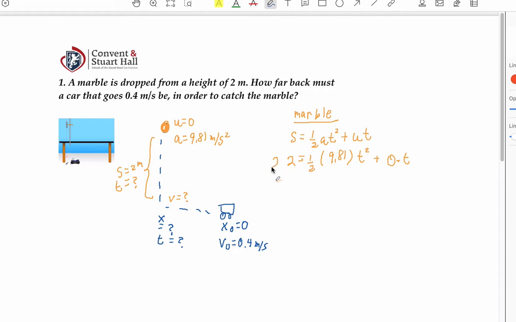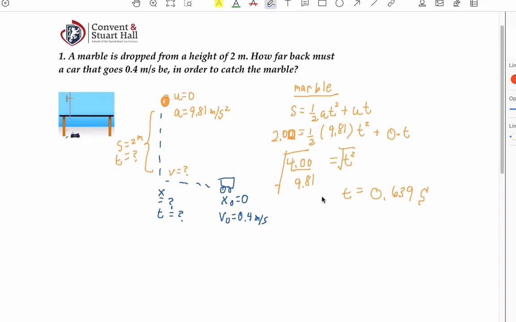So we say that 2 equals 1/2 times 9.81 times t squared plus 0 times t. And let's just be clear, it's actually 2.00 meters since we had a meter stick. And so we're going to get 4.00 over 9.81 equals t squared. And we can get the square root of both sides to get the time that it takes the marble to fall. When we work out that number, we will end up getting something around 0.639 seconds is the time.